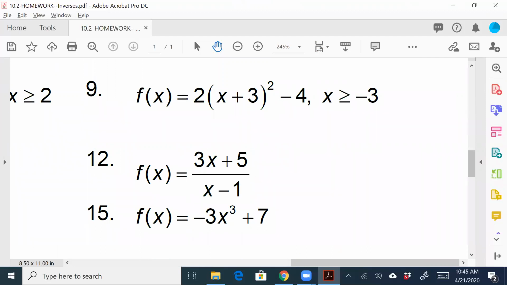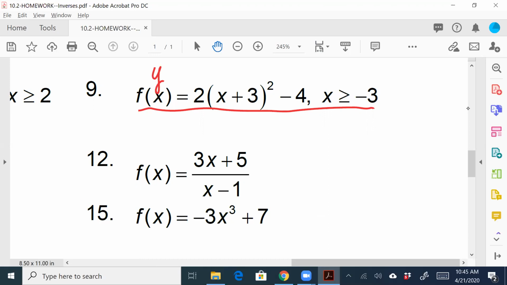So with number 9, the first thing we want to do is think that f of x is the same as y. So we could rewrite that as y equals 2 times the parentheses x plus 3 squared minus 4. And this is for the values of x greater than or equal to negative 3.